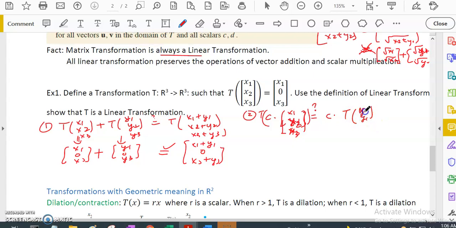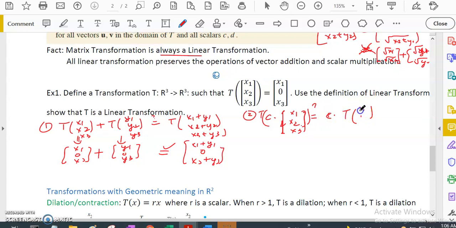So this is y1, y2, y3. It's very messy. I'm going to erase this and do it again here. The notation is kind of messy. So the input was x1, x2, x3. And then I'm going to see if I can do the transformation first and then multiply the c later.